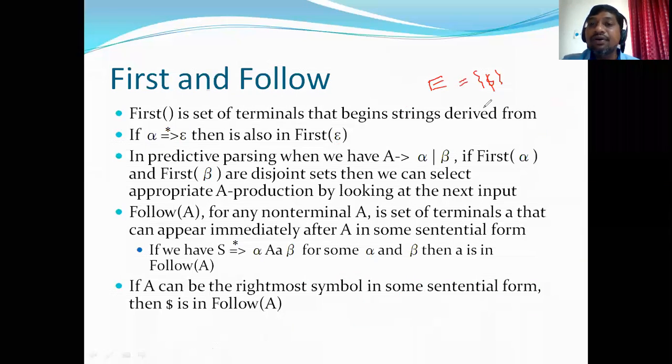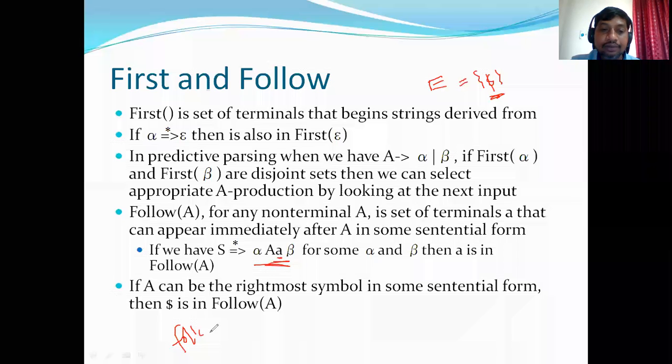So the default follow for E, where E is the starting symbol of the grammar, is $. And the second rule states that if there is a production rule in the form S derives alpha A small a beta, then small a follows capital A. Follow of A is small a.